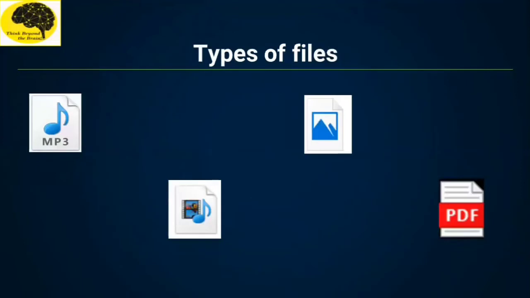Now types of files. There are just 4 major types of files. The first one is audio, which means just the sound, no picture over there, just like something is speaking but its face is not showing.